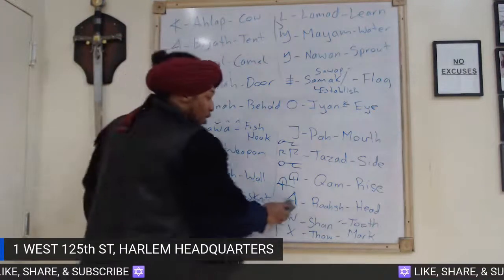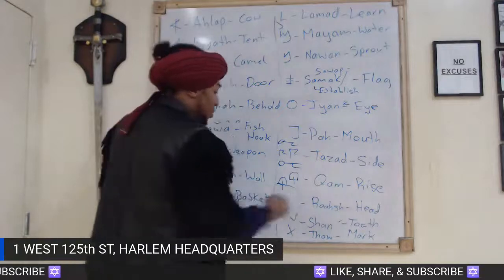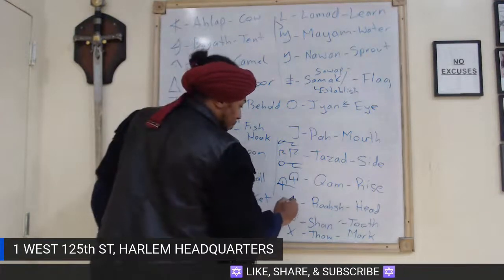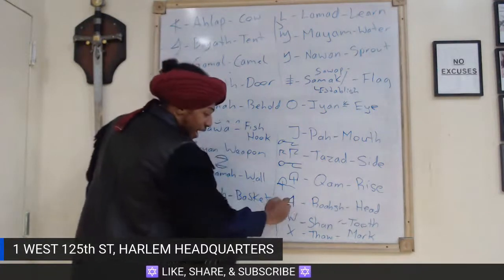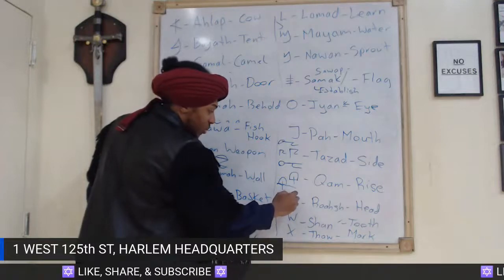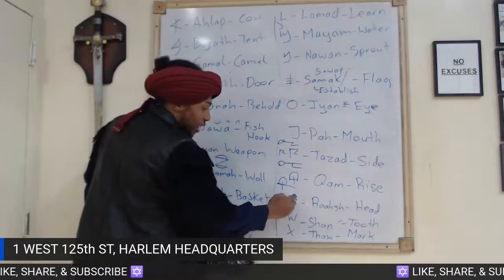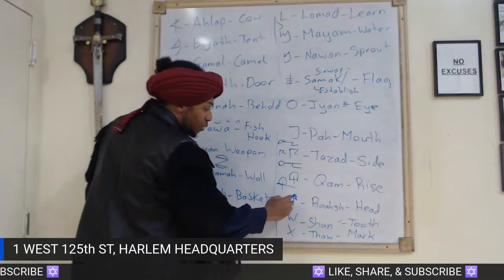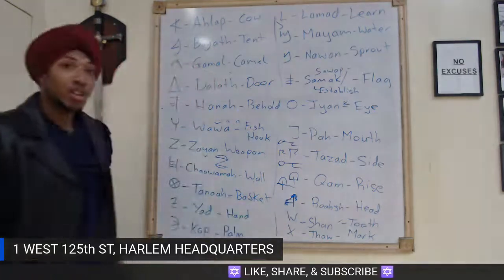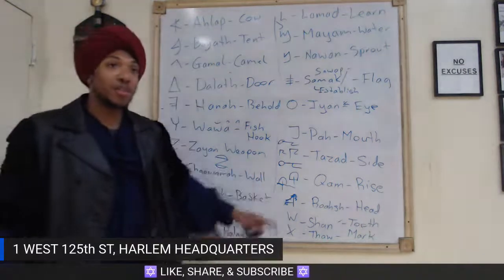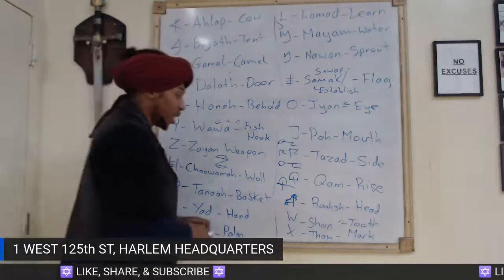Ra, we did Ra earlier. It's a picture of a man's head. Here's his neck. Here's his beard. Here's a man's afro. Right? You got an eye, got a mouth, got a nose. Ra, or head.